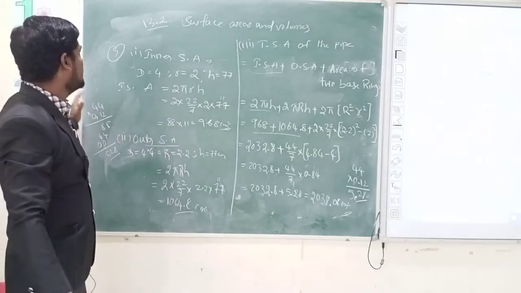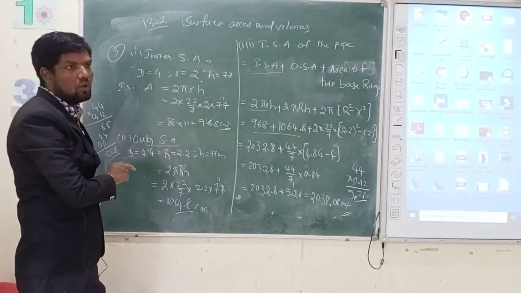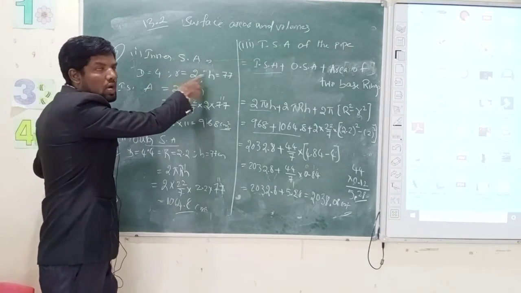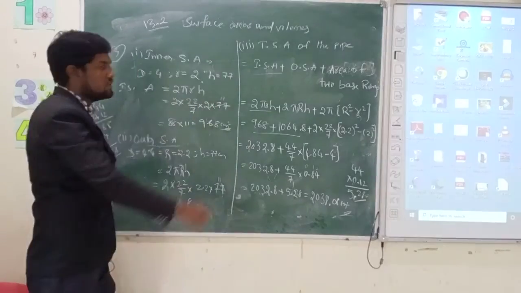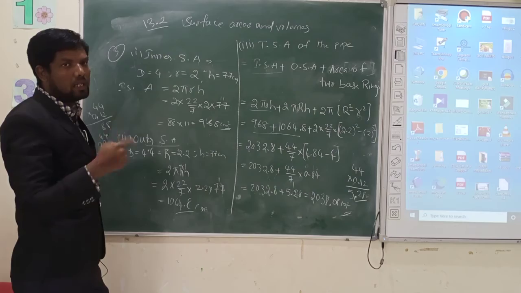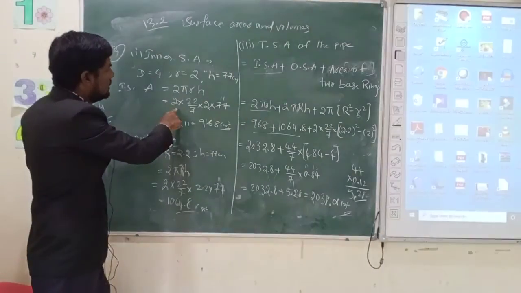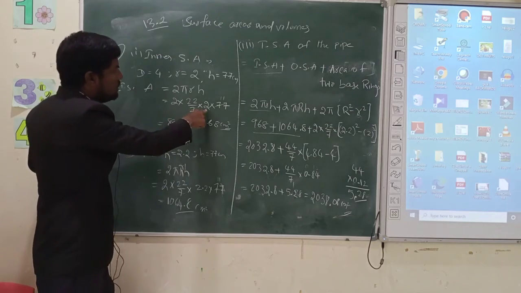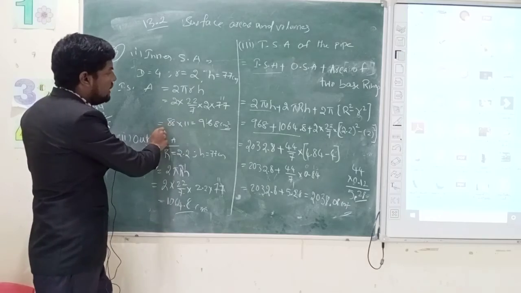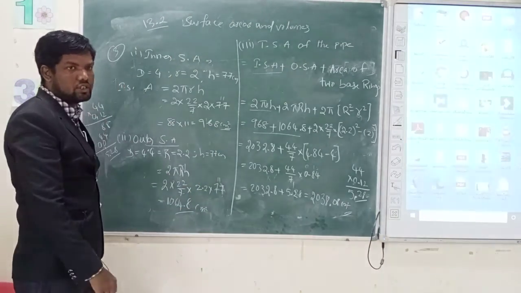So first, we have calculated the inner surface area. Diameter is 4, so radius is 2. Height we already know is 77 centimeters. We substitute in the formula 2 pi r h, the curved surface area of the inner circle. So 2 into 22 by 7 into 2 into 77. If we simplify, we get 968 centimeter square.